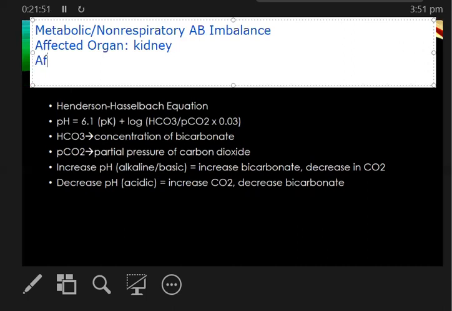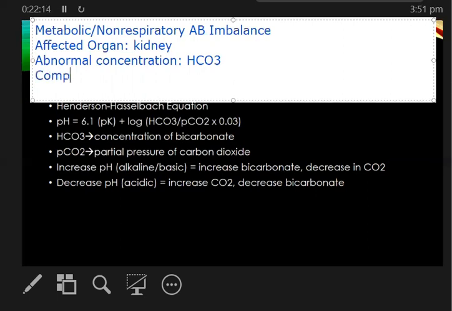So that means the affected substance, the substance with abnormal concentration, would be our bicarbonate. Since your kidney is the one that is affected, it cannot compensate for itself, because if it is defective, how can it efficiently compensate itself? It is the one with the problem, so it cannot compensate for itself. In general, the affected organ cannot compensate for itself.